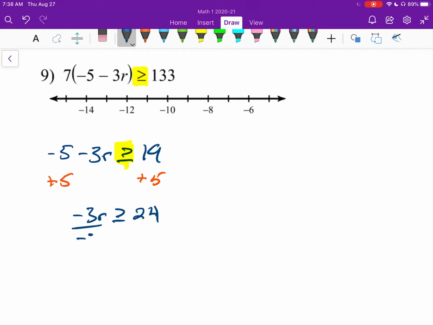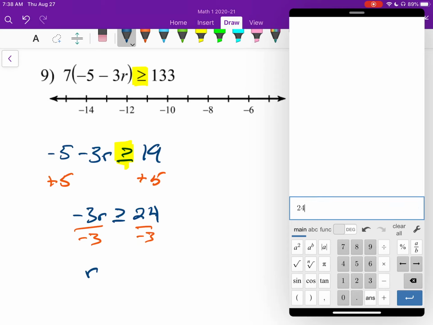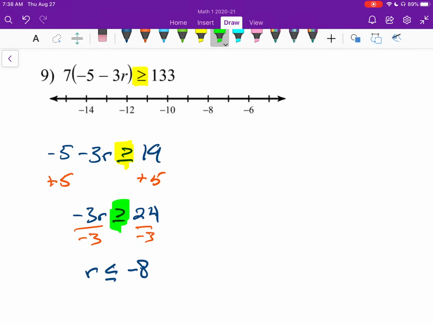Let me change my color into an orange. Divide by negative 3 on both sides, and I have r. And 24 divided by 3, what is that? That's 8. And it's going to be a negative 8, right? Because I divided by negative 3. Oh, I divided by negative 3. I need to flip my inequality, right?